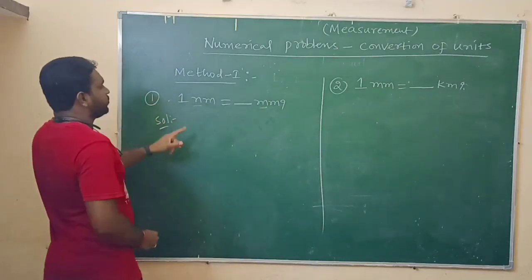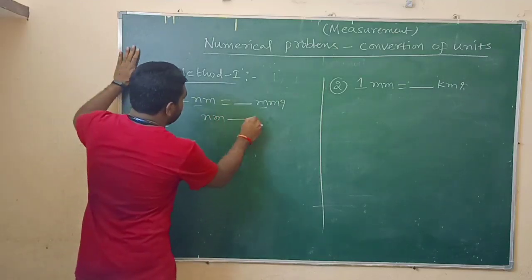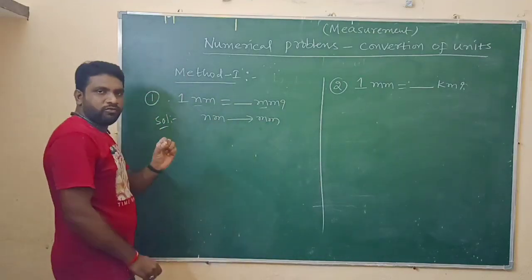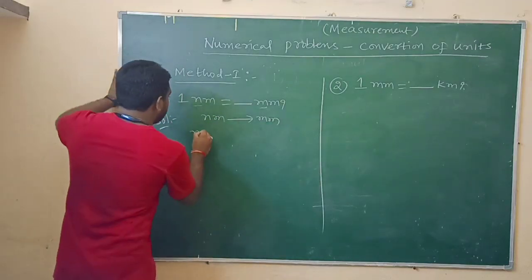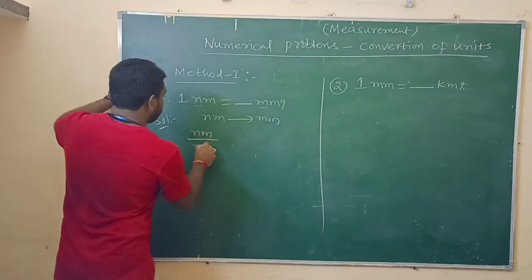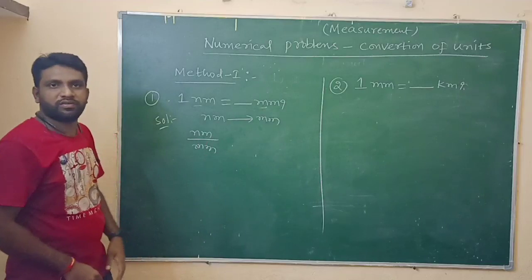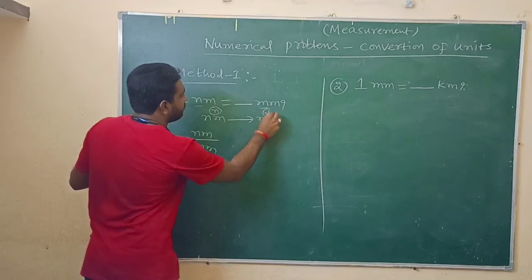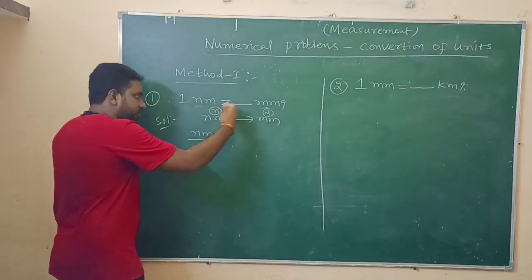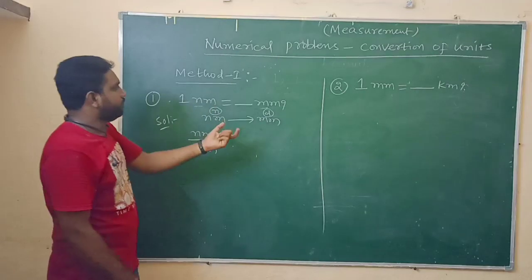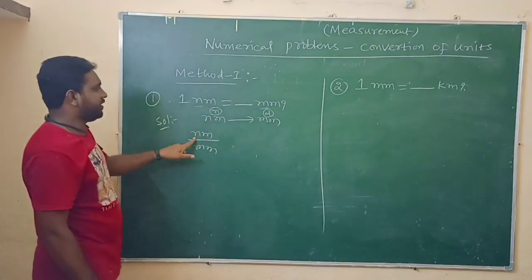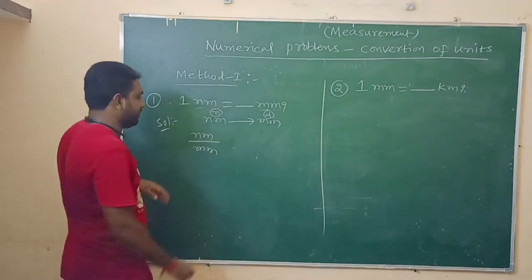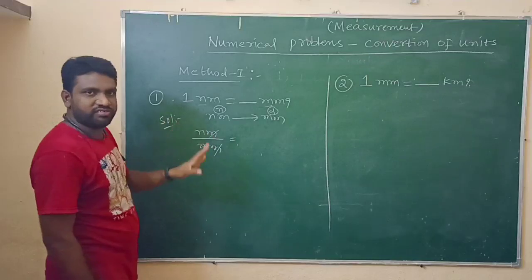Solution. We need to convert nanometer to millimeter, nano to milli. What we need to do here is consider the numerator as nanometer and the denominator as millimeter. This one is the numerator, this one is the denominator. We are going to convert this one to this one. So nano will be the numerator and milli will be the denominator. This is the first thing you should remember. Meter gets cancelled. We need to cancel that one.